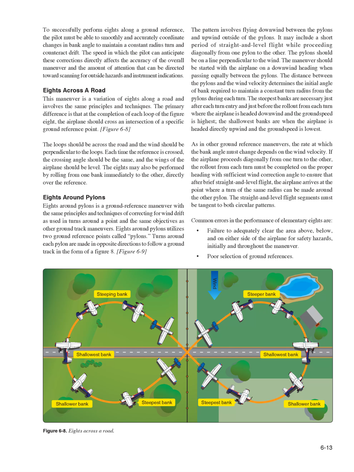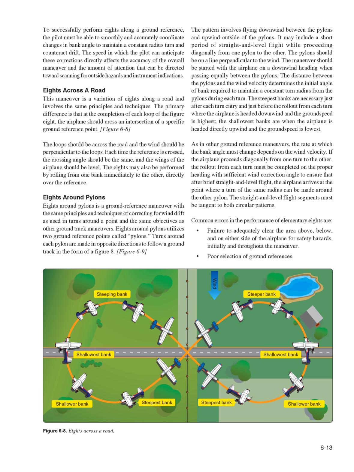If the airplane proceeds diagonally from one turn to the other, the rollout from each turn must be completed on the proper heading with sufficient wind correction angle to ensure that after brief straight and level flight, the airplane arrives at the point where a turn of the same radius can be made around the other pylon. The straight and level flight segments must be tangent to both circular patterns.